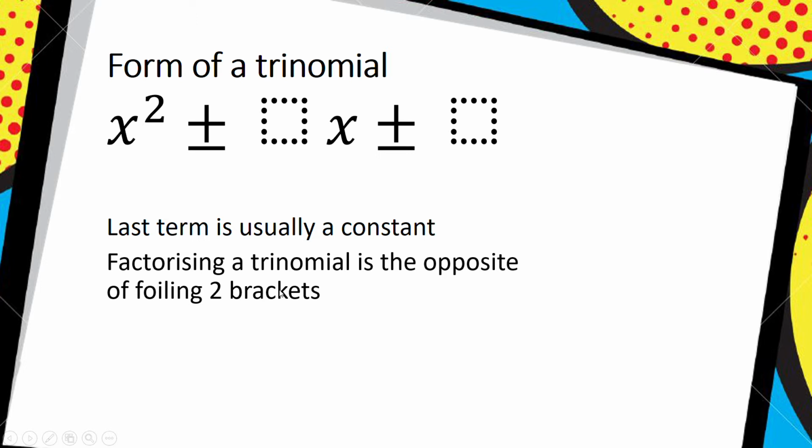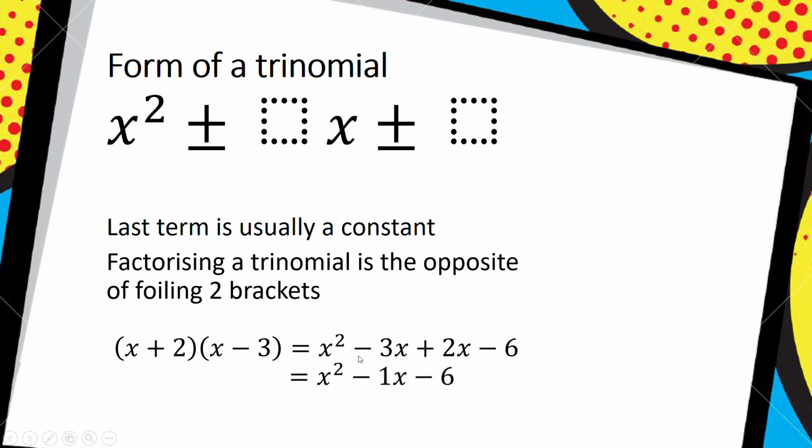Basically, when I factorize a trinomial, it's the opposite of foiling out two brackets. So what I usually do is I give you these two brackets, for example, and then I'll say simplify, and then you'll say, well, x times x is x squared, x times minus 3 is minus 3x, 2 times x is positive 2x, and 2 times minus 3 is negative 6. Then you'll simplify your like terms, so you'll say minus 3x plus 2x is minus 1x, and you'll be left with this, which is a trinomial.